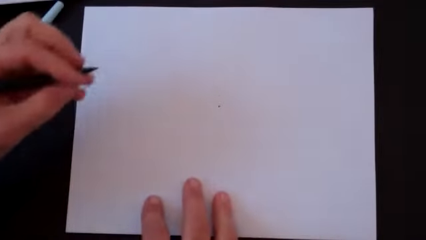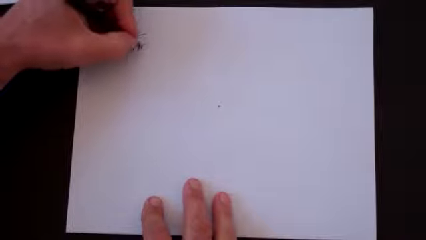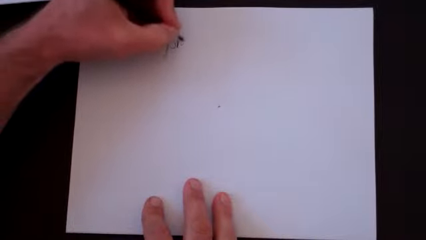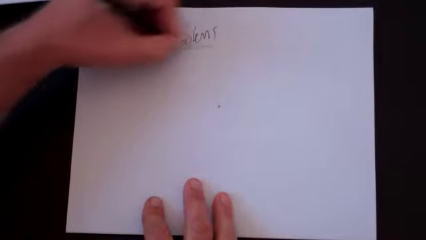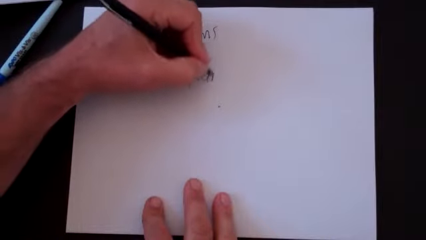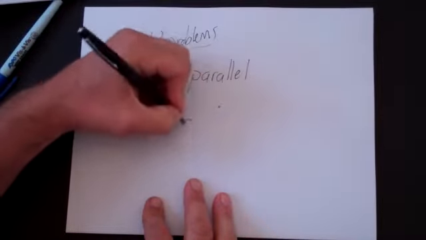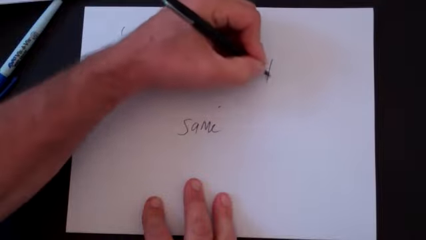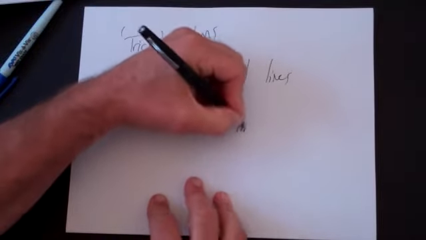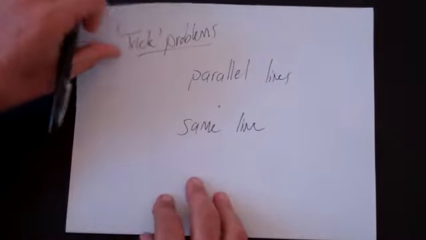The next video has to do with two types of tricky problems. They're not really tricks, but you want to think about it that way. That is when lines are parallel or when they're the same line. So when you have parallel lines or when you have the same line, that's what the next video will tell you.